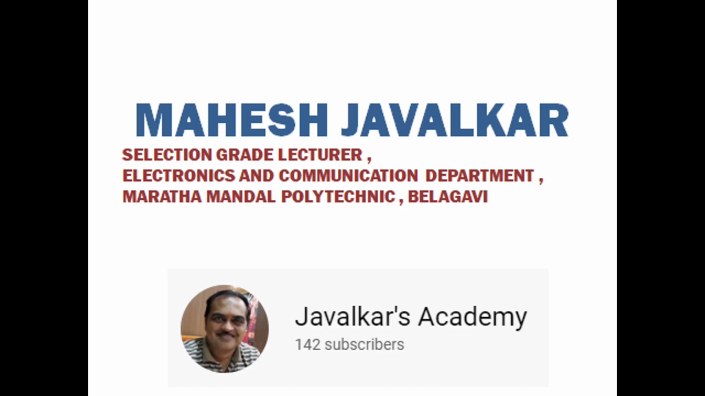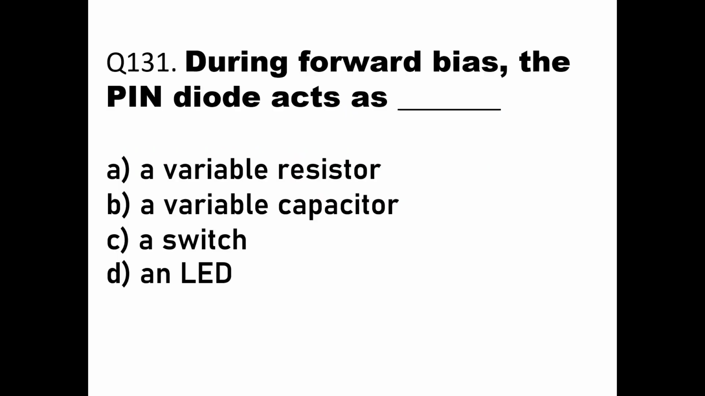So I am posting today my seventh video on semiconductor devices MCQ, and in that continuation we'll see the next question. So the next question, question number 131: during forward bias, the PIN diode acts as what?